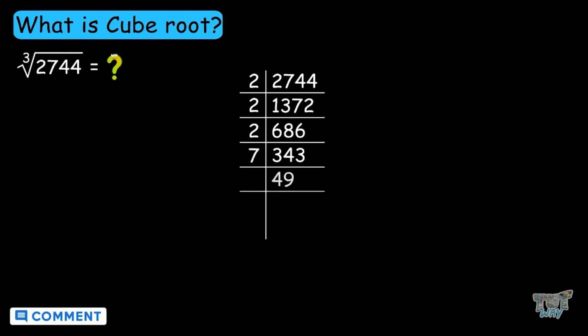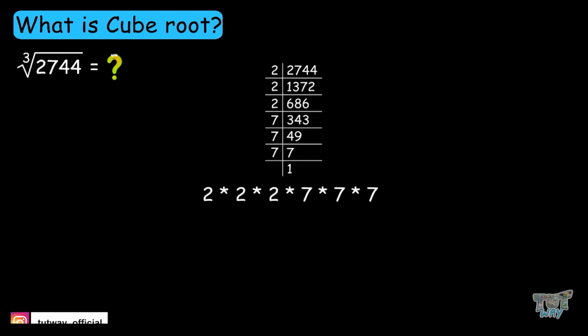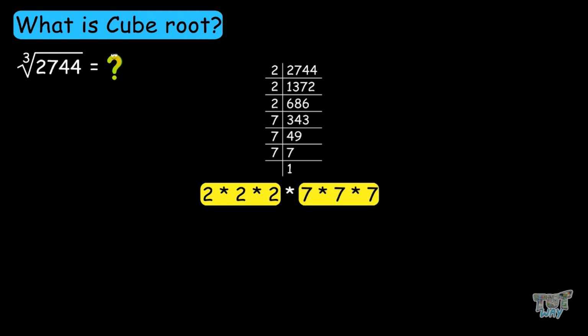Again, this number is divisible by 7. This number is also divisible with 7. So we have done the prime factorization of 2744, and its factors are 2 times 2 times 2 multiplied by 7 times 7 times 7. You need to obtain factors that appear 3 times. So here we can see 2 is appearing 3 times, and 7 also appears 3 times.